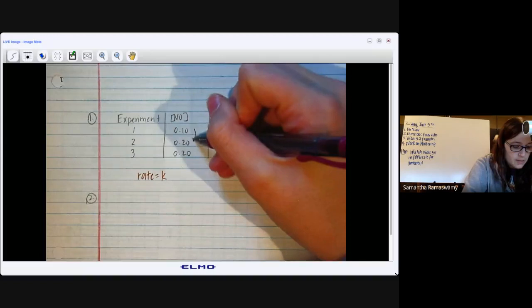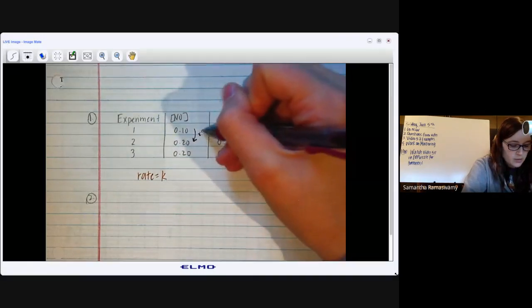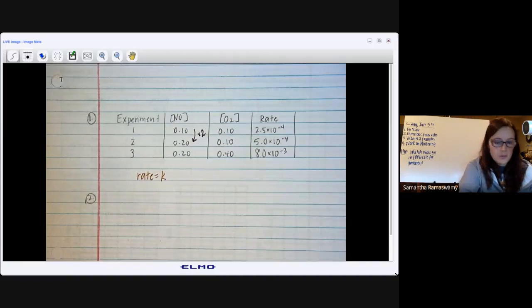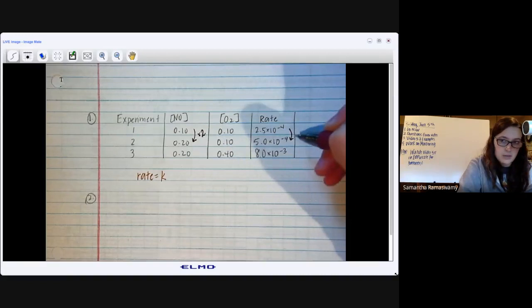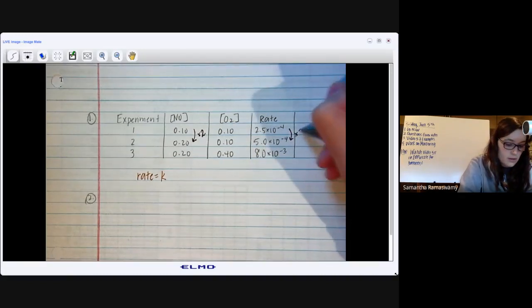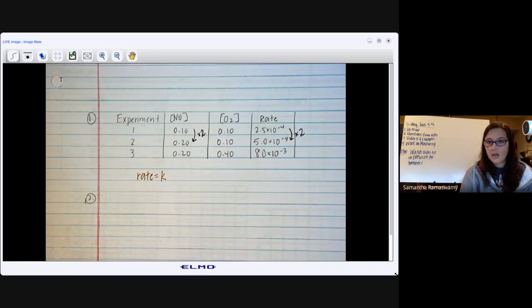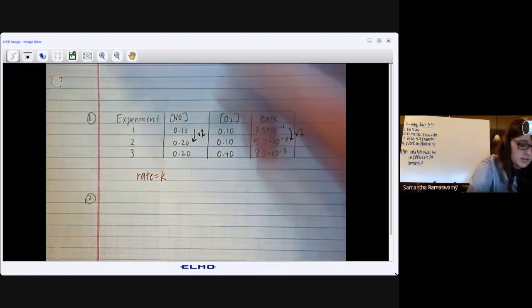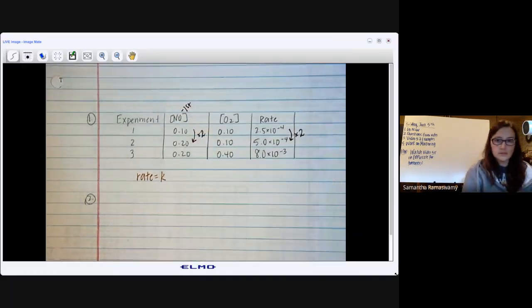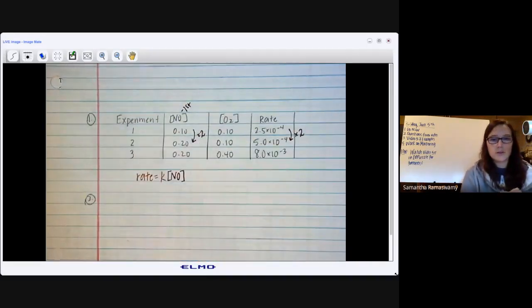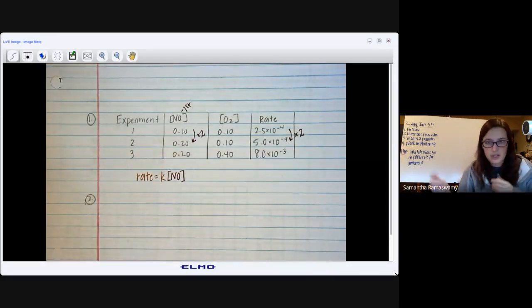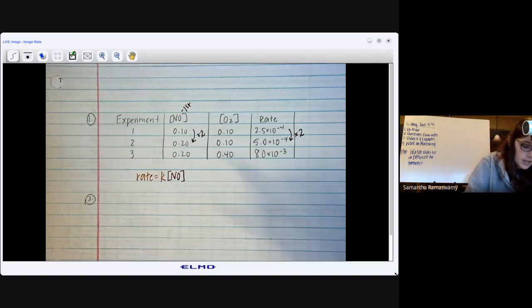So NO goes from 0.1 to 0.2, so it doubles. When NO doubles, the rate goes from 2.5 times 10 to the negative fourth to 5 times 10 to the negative fourth. It also doubles. So whatever we do to the concentration of NO, the exact same thing is done to the rate, that's first order. So we know that NO is first order. So we're just going to have times the concentration of NO, because it's raised to the first power, which is just NO itself.